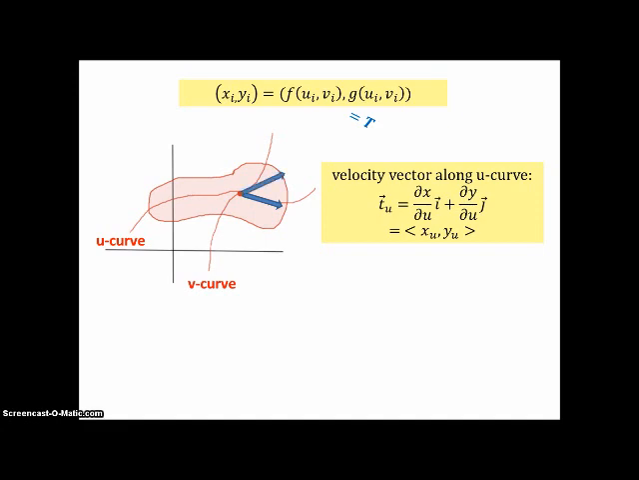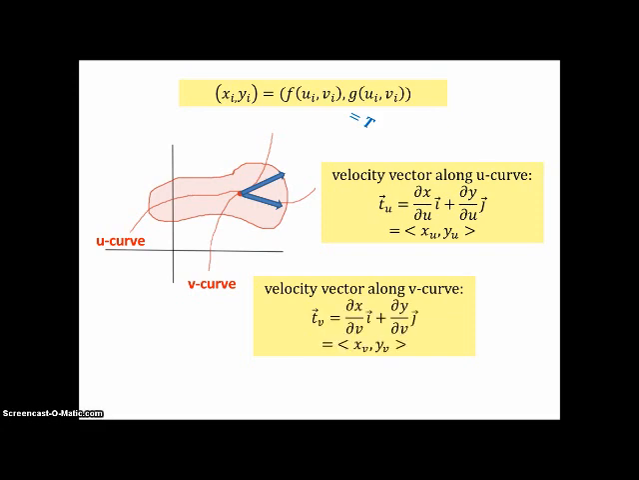Likewise, along the v curve, we have a velocity vector, and the velocity vector along the v curve is designated T sub v, and it's the partial derivative of x with respect to v times i plus the partial derivative of y with respect to v times j, or for short in the chevrons, xv comma yv. Now, why are we looking at these velocity vectors? Well, we're going to need these to help us with our transformation.